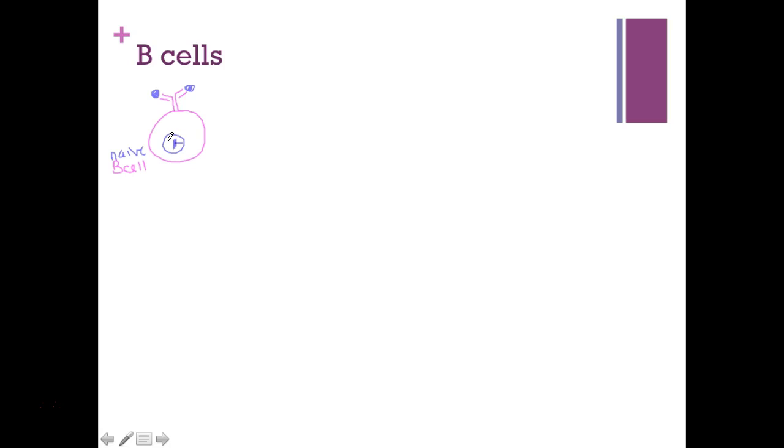MHC1 molecule. Okay, so what it's doing is it takes in this antigen, and it's going to process it, and it sends it first to our ER. Remember, the ER helps create proteins, right? And then it's going to take this and put it together with this MHC molecule and the debris that is this antigen and move it over to our Golgi apparatus.